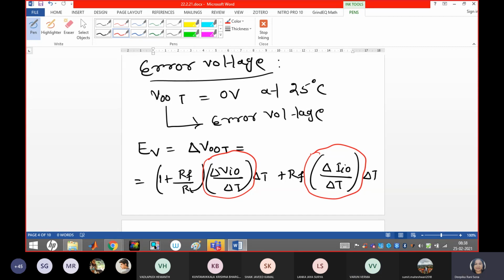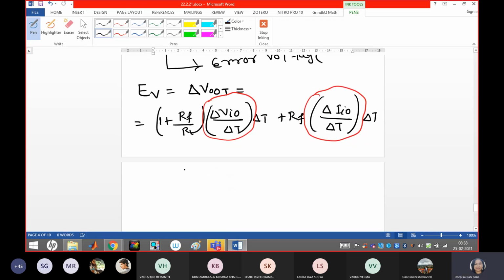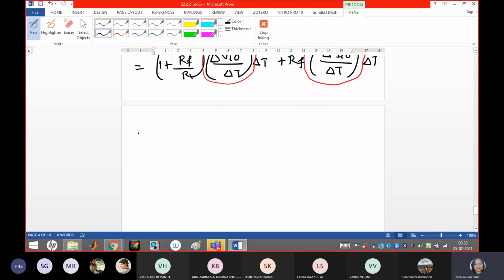So that's all for your DC characteristics. Do you have any doubt? Tell me. Otherwise, I will move towards solving one problem. Suppose by using this recent data, we may solve one example now.